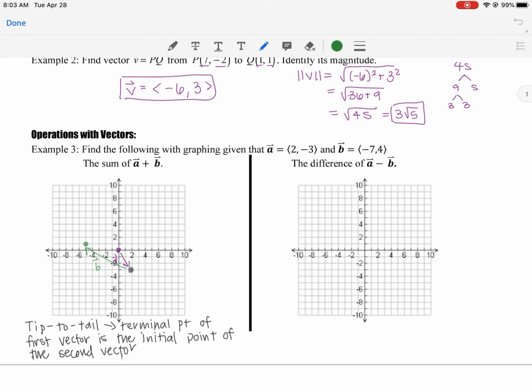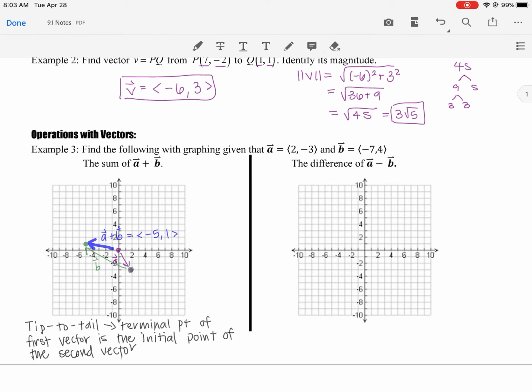The actual resulting vector, what A plus B looks like, is this vector. Sorry, I thought I was doing blue. Let's try that again. It's going to be this vector right here, connecting that initial point that we started with to the terminal point of the second one. This is going to be vector A plus B. Notice that vector represents going left 5 spaces, so negative 5, comma 1.